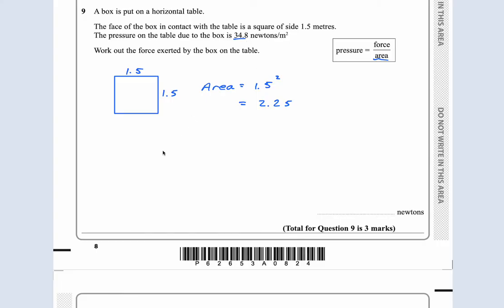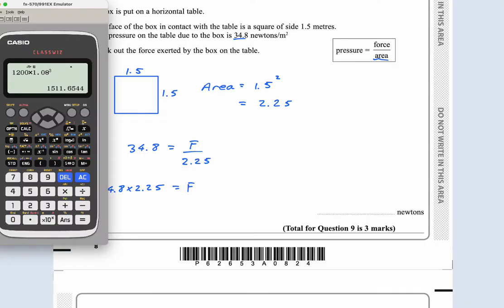Now I know the area. So I have the pressure and I have the area. So I can say 34.8, which is the pressure, equals F for force, I don't know what it is, but that's what I'm trying to find out, over the area 2.25. And now I just have to find the force by multiplying by 2.25. So it's 34.8 times 2.25. Okay, let's do that. 34.8 times 2.25, which is 78.3.